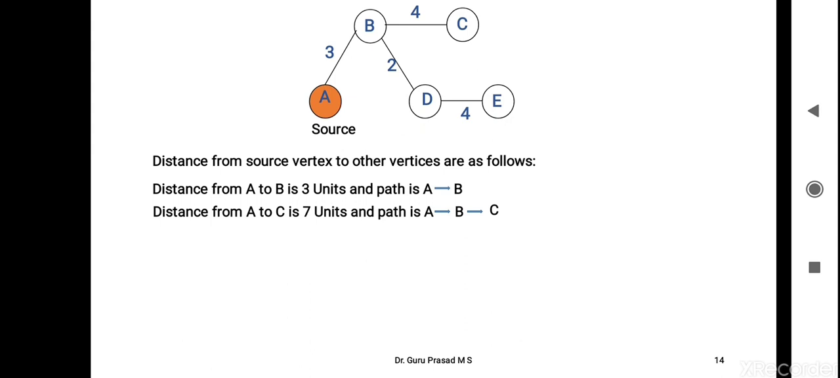The distance from A to D is 5 units and the path is A to B, B to D. That is 3 plus 2, 5. The distance from A to E is 9 units and the path is A to B, B to D, D to E. That is 3 plus 2 plus 4, 9 units.